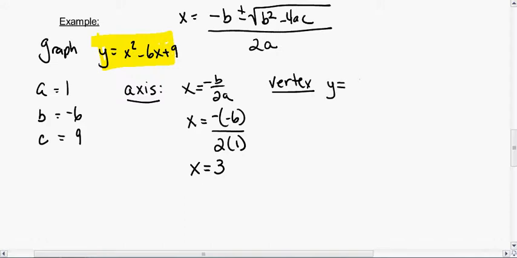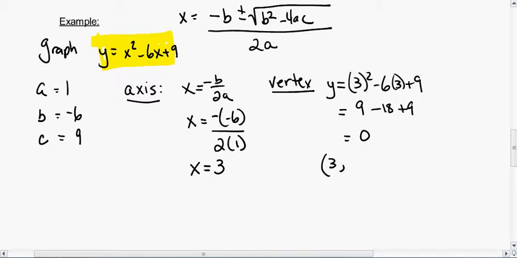The original function: y equals 3 squared minus 6 times 3 plus 9. This is going to give me the y-coordinate of the vertex. 3 squared is 9. 3 times 6 is 18, so this is minus 18 plus 9, and it looks like the y-coordinate is going to be 0. So the vertex will be located at (3, 0).